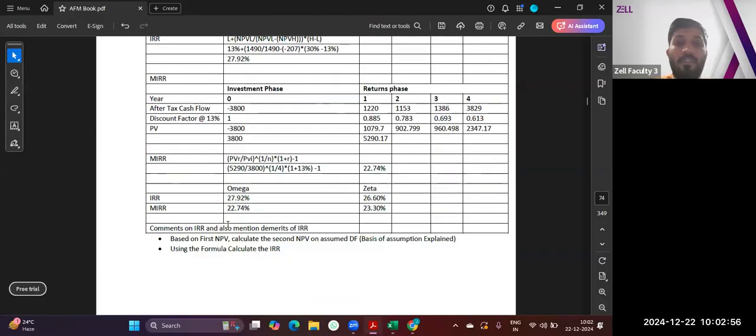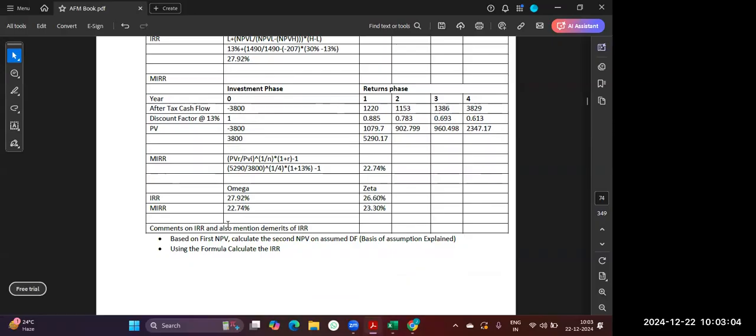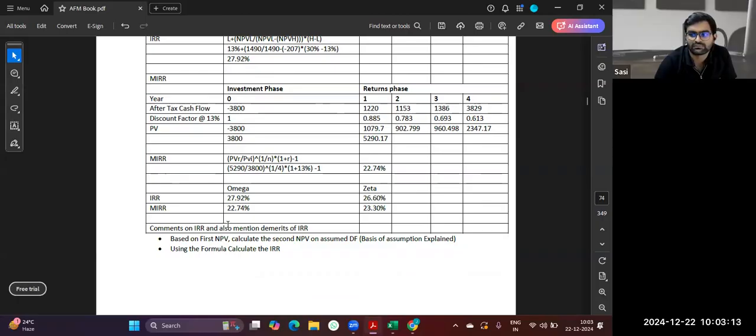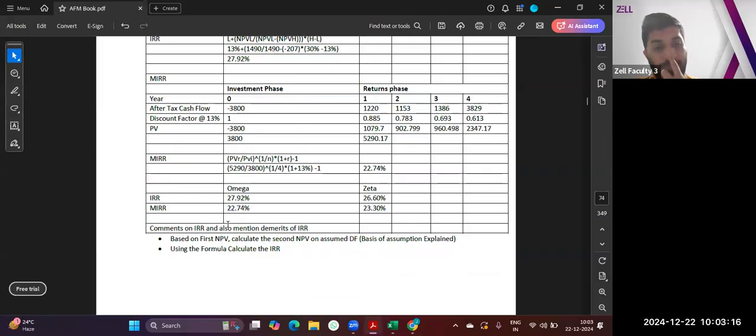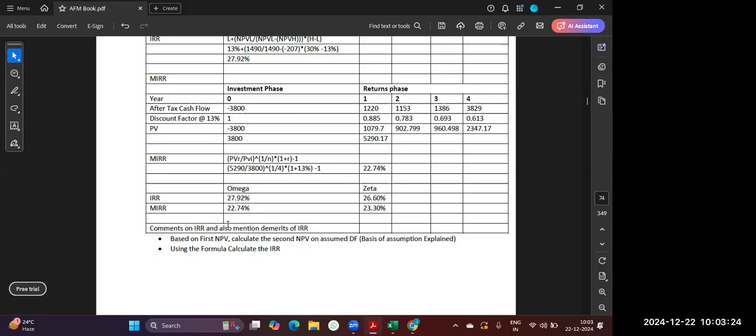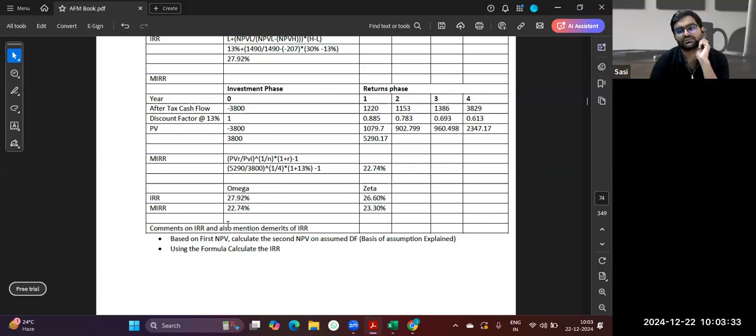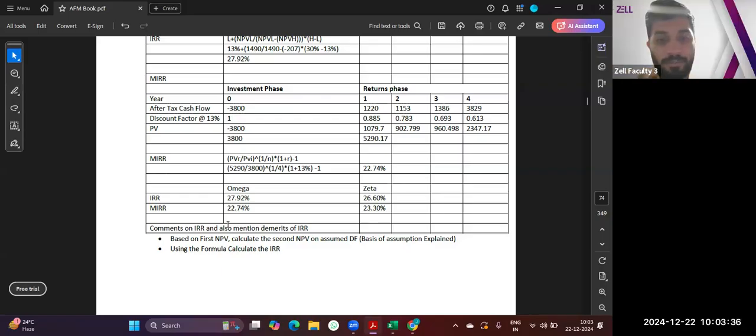Okay. Let's come to MIRR. What is my returns phase? Which years is my returns phase? 1, 2, 3, 4. So what is the present value of my returns phase? 5290. My investment phase? 3800. And how many years is the project for? 4 years. So that means, what is my MIRR? 22.74%.